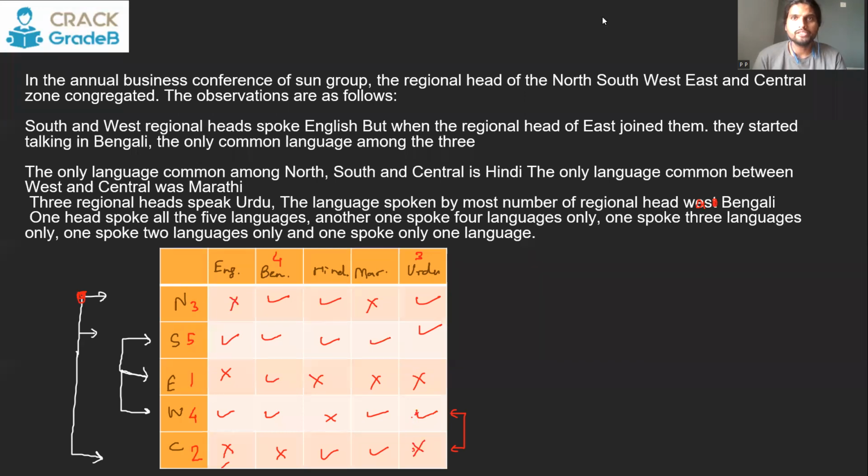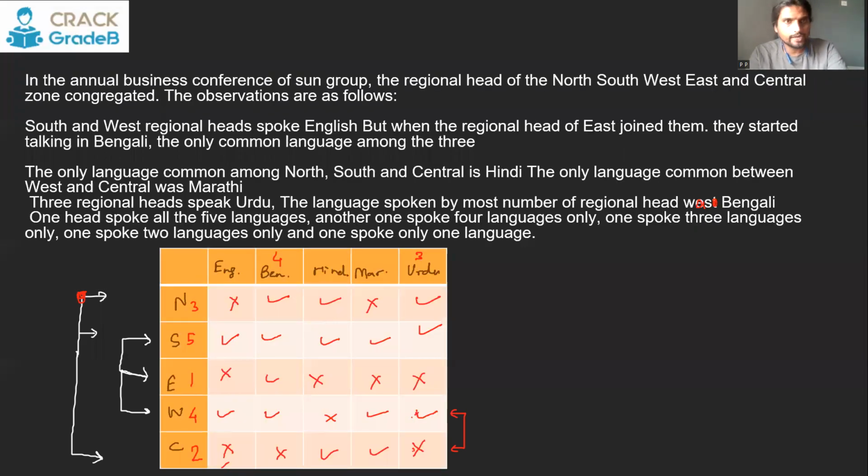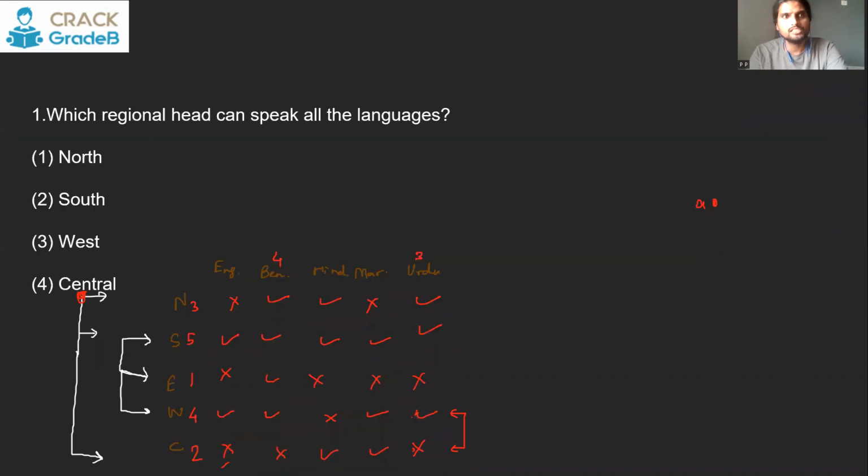All that is required is to answer a few questions. Which regional head can speak all the languages? You can just look at the table and see that the South person speaks all 5 languages. The answer should be option number 2, South.